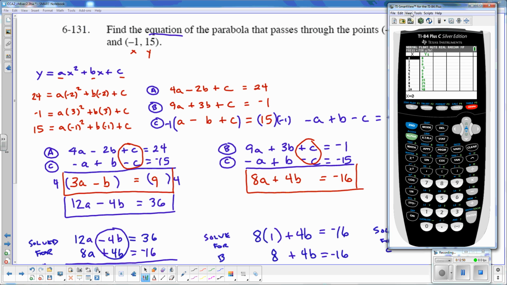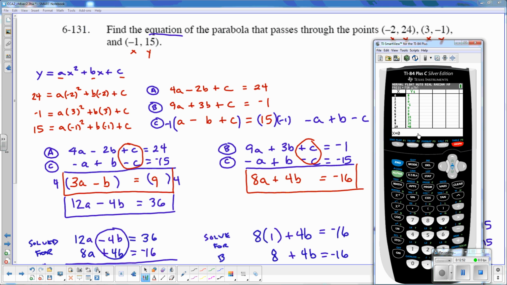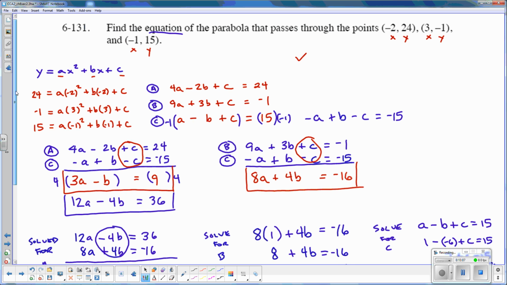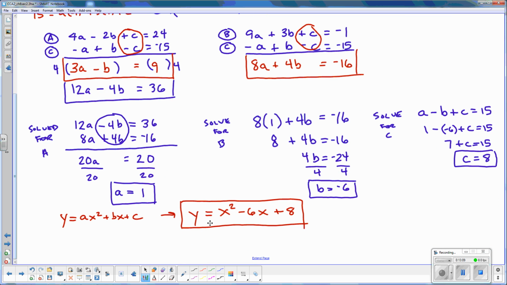All right, so our first point there, negative 2, 24. If I go up to negative 2, you see I have 24. At positive 3, I'm at negative 1. And at negative 1, I'm at 15. So everything checks out. That means that we're good. Check that off there. So this is problem 6-131. The answer, y equals x squared minus 6x plus 8.